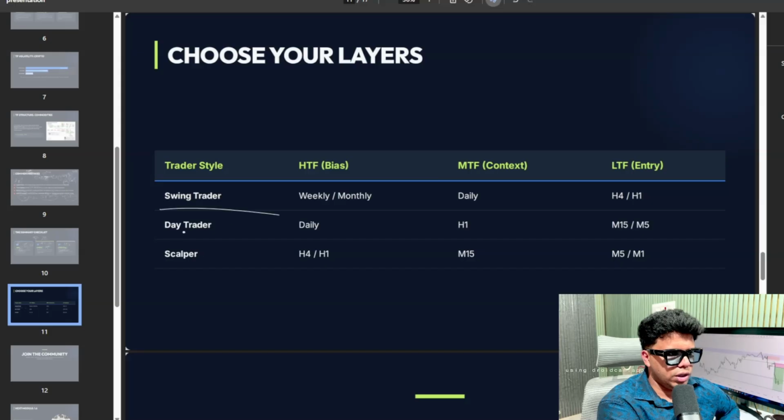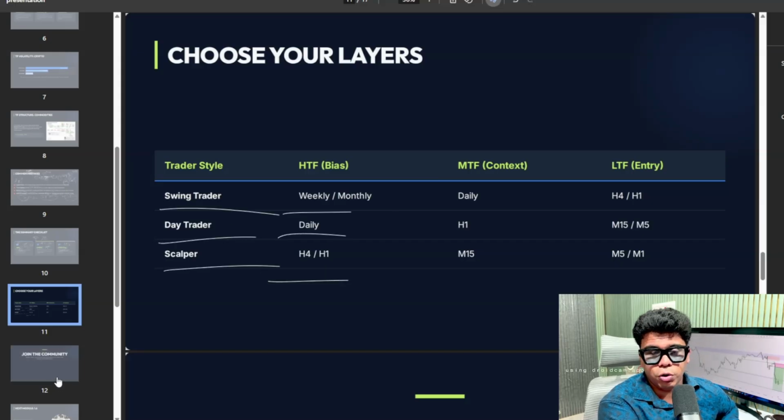For different traders, we are going to use different time frames. We are going to deep dive into this topic in the next class. That's why I'm avoiding it here.